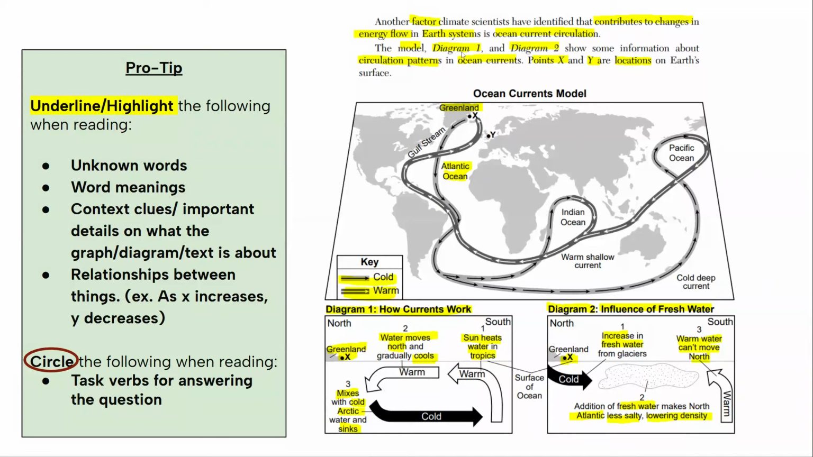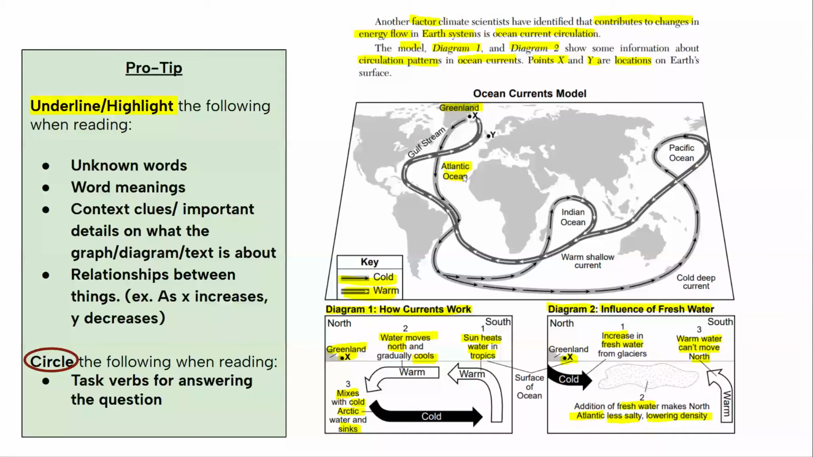The model, diagram 1 and diagram 2, show some information about circulation patterns in ocean currents. So here's diagram 1 and here's diagram 2. I'm going to highlight that. It's talking about that, and these diagrams show circulation patterns of ocean currents. Points X and Y right here, I would highlight that as well, are locations on Earth's surface. So these are the locations we should be focusing on.